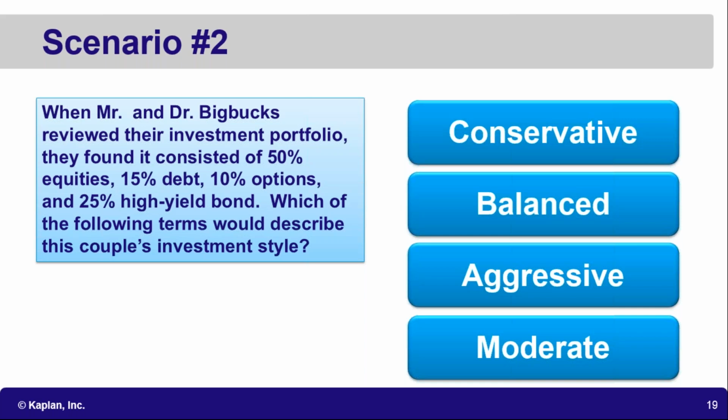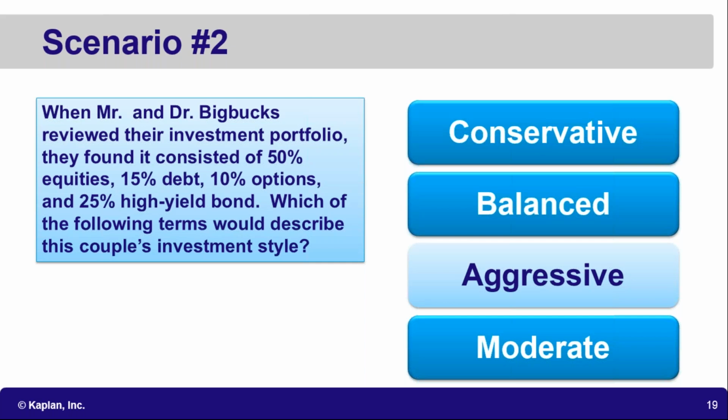And then the last one is moderate. Well, if they're a moderate investor, they wouldn't have 75% in scary type investments that have a lot of risk. So moderate would not be the answer. I think we'd have to go with aggressive on this one. Again, balanced wouldn't be a bad answer, but because they are investing 75% of their investments in pretty risky investments here, I think we're going to go with aggressive on that one.